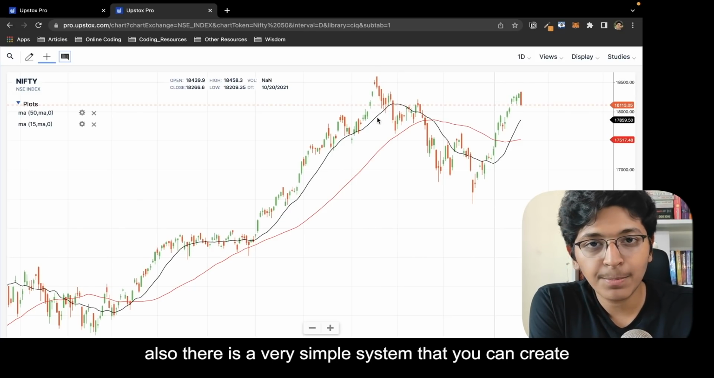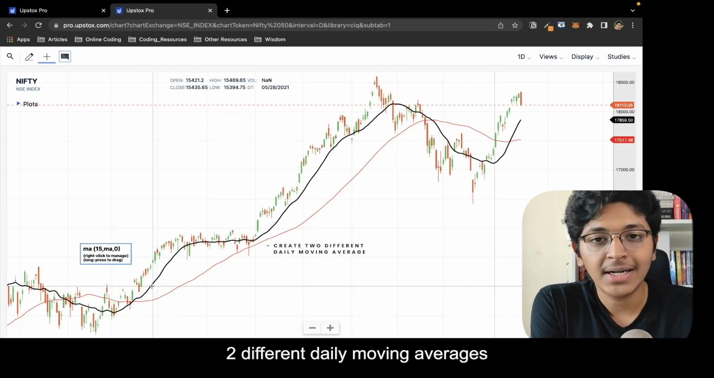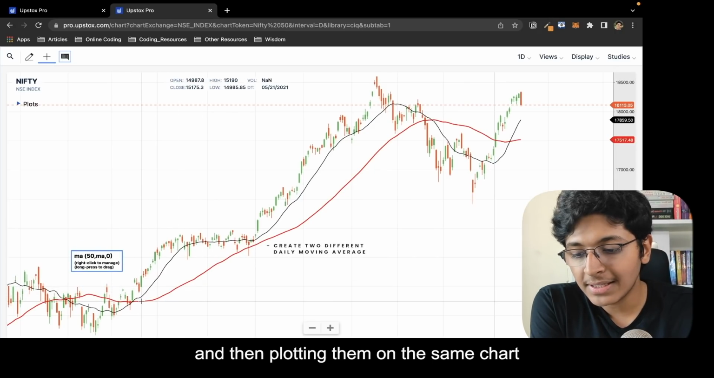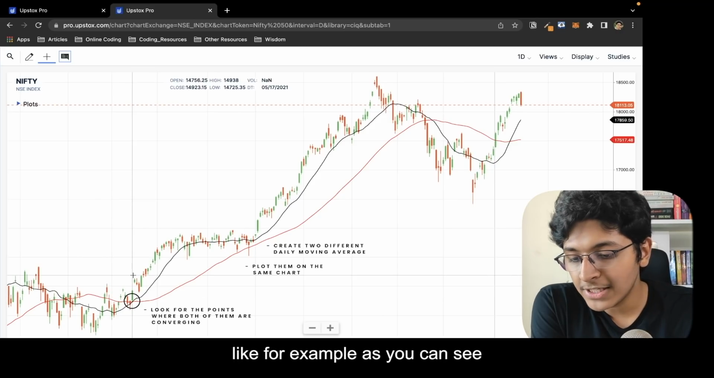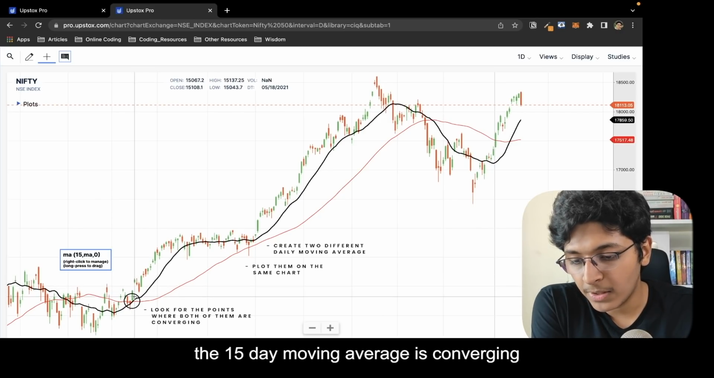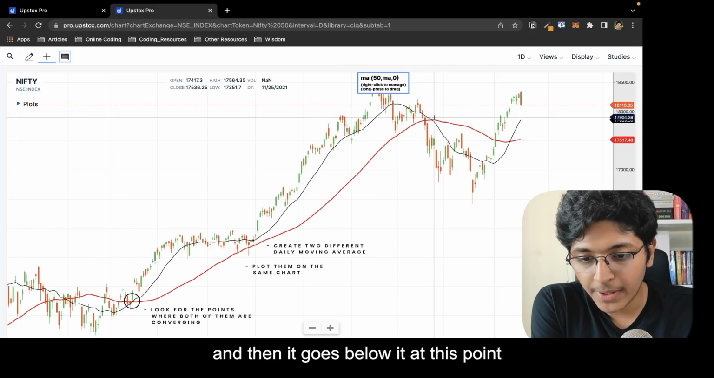Also, there is a very simple system that you can create to trade, and that is by having 2 different daily moving averages and then plotting them on the same chart, and then you can check for when they are converging. For example, as you can see, the 15-day moving average is converging with the 50-day moving average at this point, and it is going above it, and then it goes below it at this point.